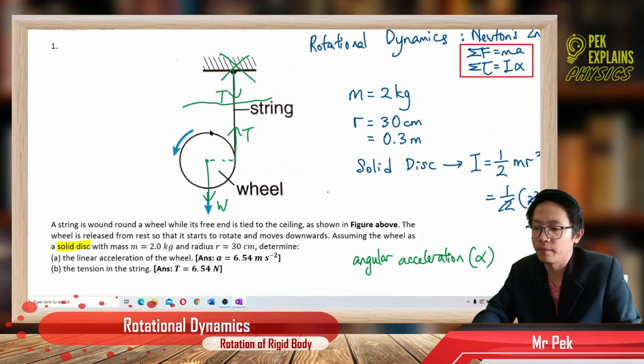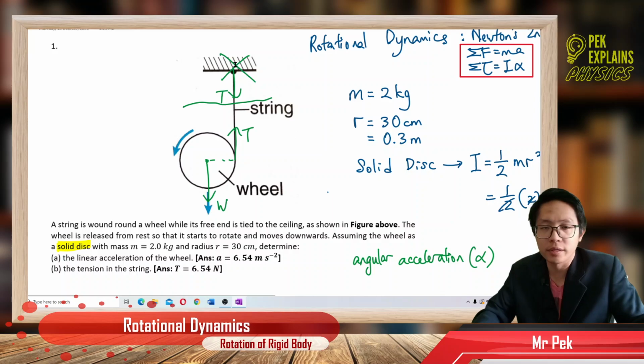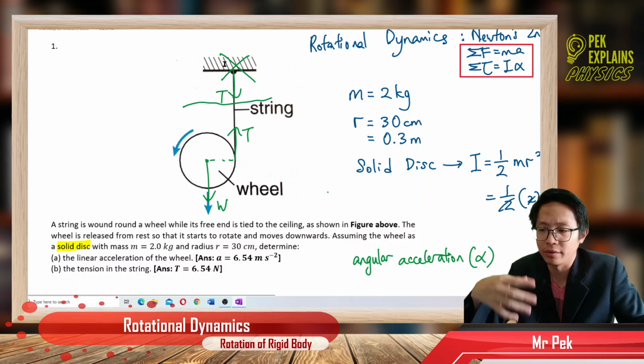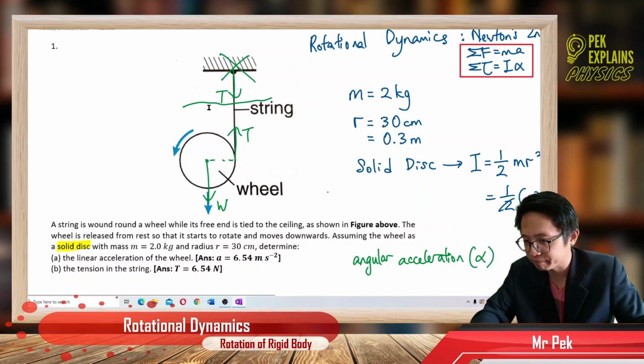But the tension at the ceiling is not our focus. I mean, this tension acts on the wall. The wall is not our focus, so we don't consider the tension upward here. Only this tension we need, because our focus now is only the wheel. This other tension can be neglected because it acts on another object, which is the wall. So I think only two forces.